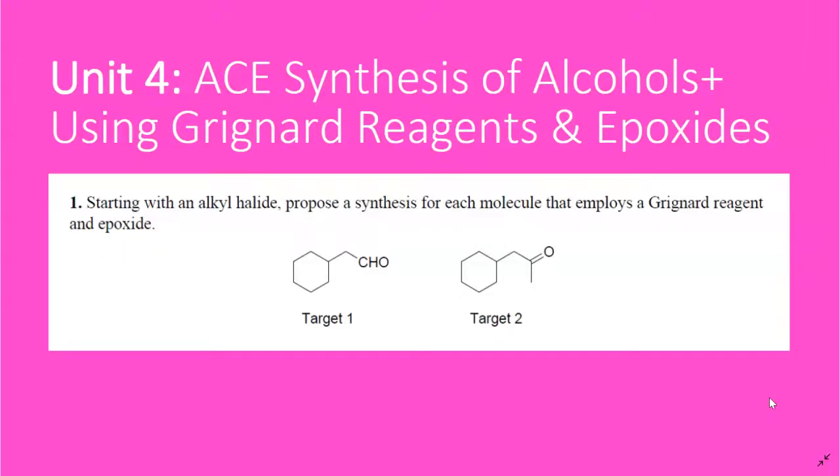Hi everyone, this is an ACE session, Assistance with Chemistry Examples, and here we're going to look at the problem: starting with an alkyl halide, propose a synthesis for each molecule that employs a Grignard reagent and epoxide. Many times when you use a Grignard reagent, you're going to make an alcohol. Obviously the two targets are not alcohols, but we are going to go through an alcohol. That's why I call this synthesis of alcohols plus beyond, using Grignard reagents and epoxides.